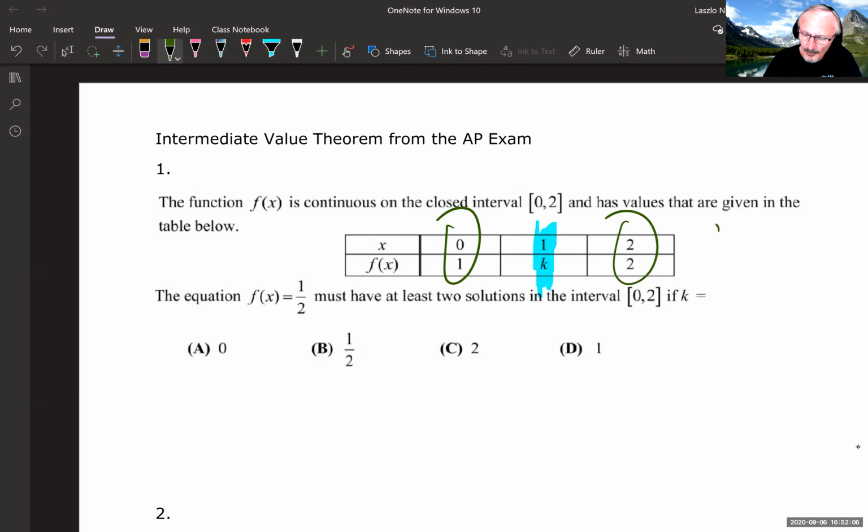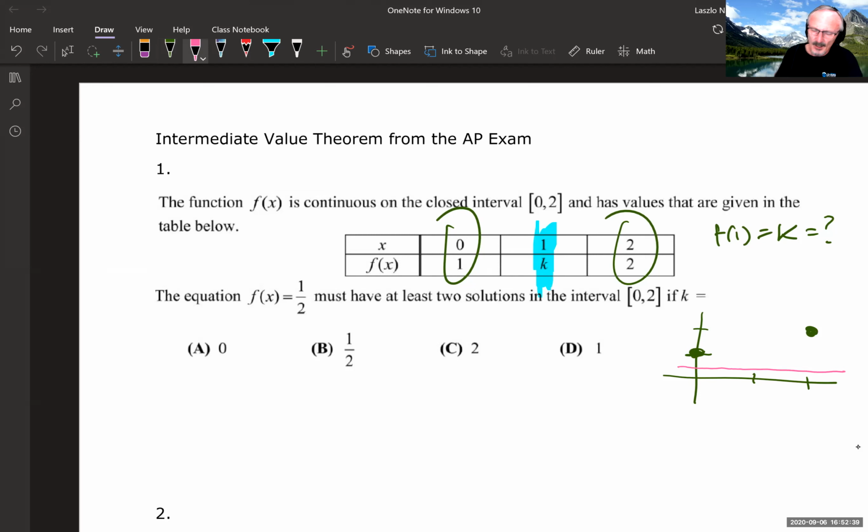So if we want to write down f of 1 equals k, and we want to know what k is, that's grand. But at this point, 0, 1, so we have perhaps 0, 1, and then we have, I'm going to make this a little bit longer, the horizontal intervals, and then of course we have 2, 2. All right, and we have a line at y equals 1/2. That's right here. So now we're looking at, of course, proposed values of k, which are 0, 1/2, 2, and 1.